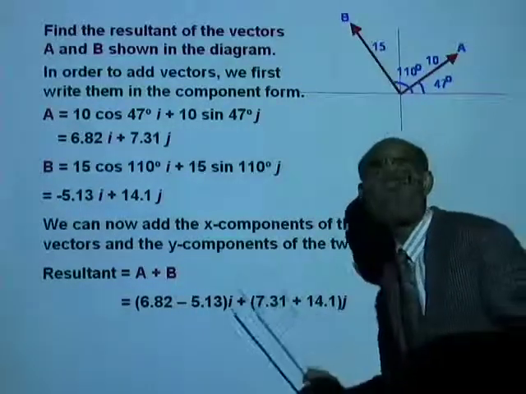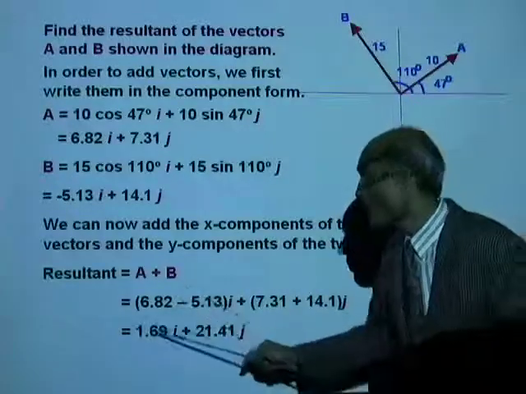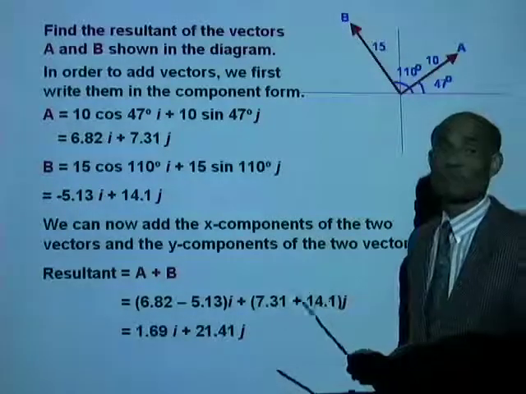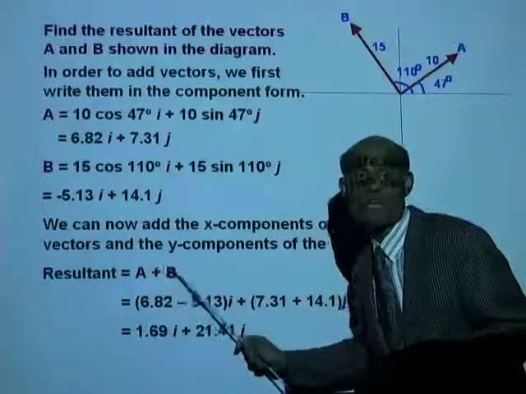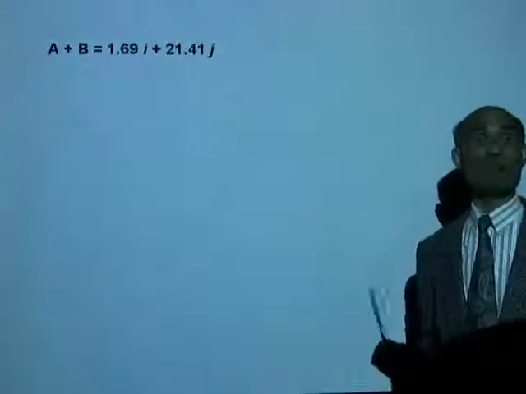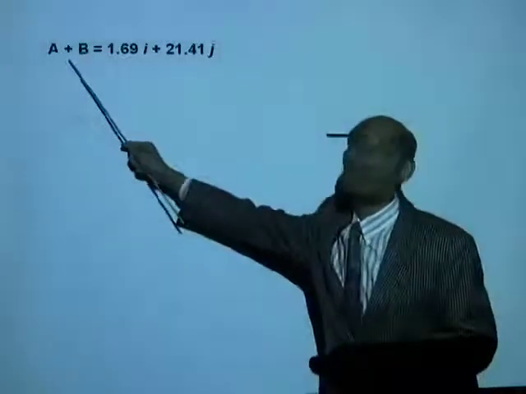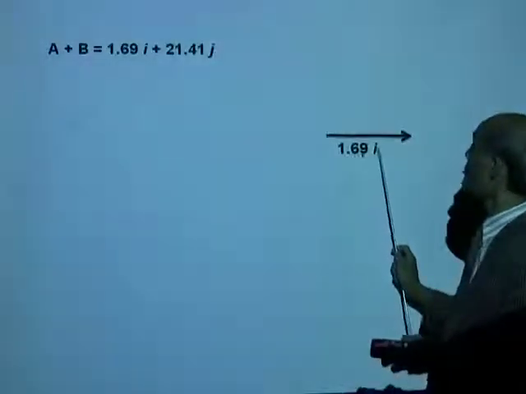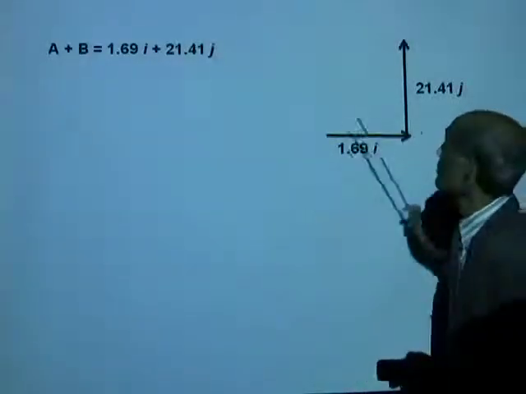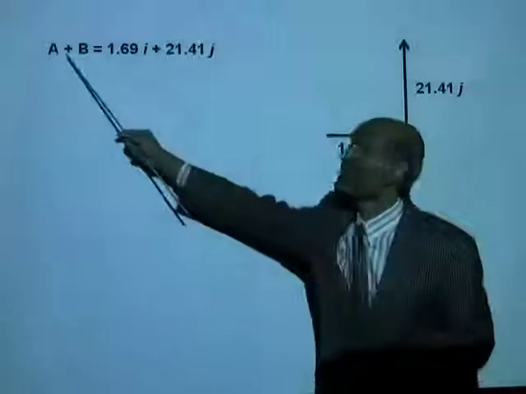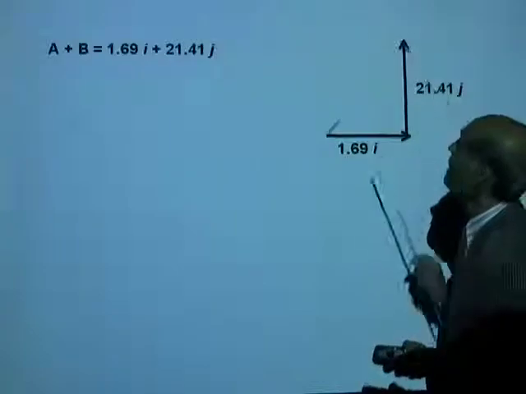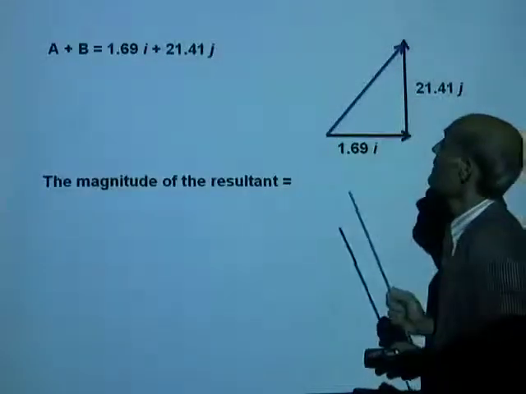So this is the x component of the resultant vector. This is the y component of the resultant vector. And that will be 1.69i plus 21.41j. We have now obtained the resultant of A and B in the component form. We need to find the magnitude and angle of the resultant. So the resultant vector has an x component 1.69i and a y component 21.41j. The resultant vector A plus B will be drawn from the tail of the first to the head of the second. This is the vector A plus B that we need to find.